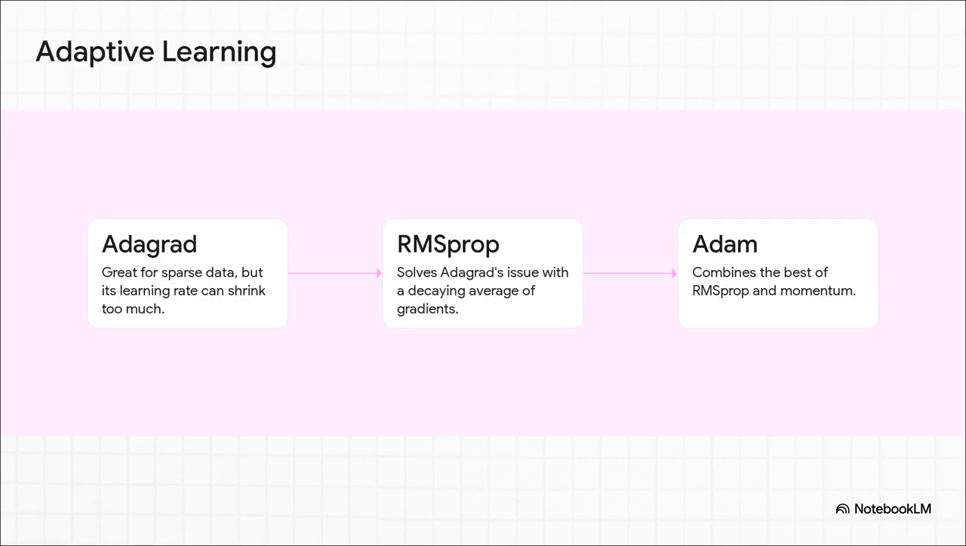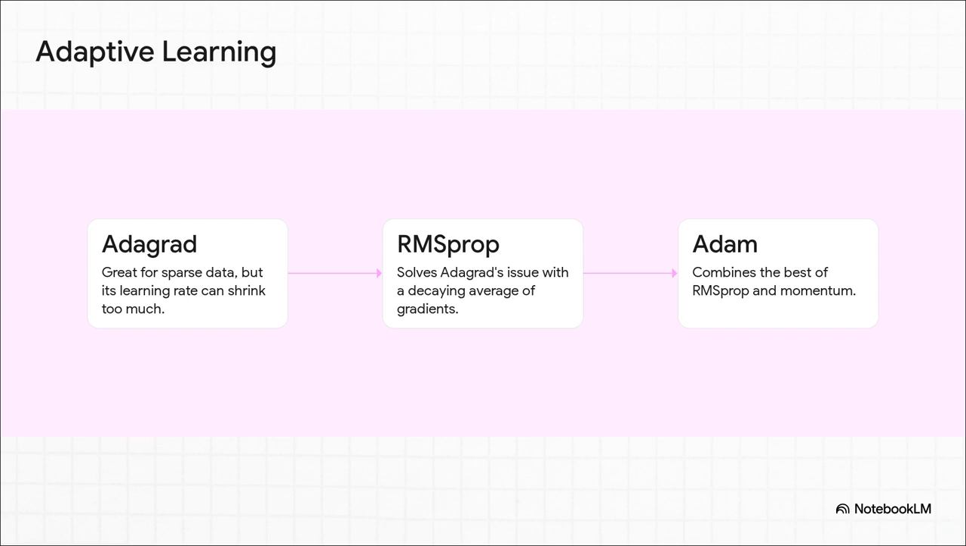And this one idea kicked off this rapid evolution of algorithms. First up was Adagrad. It gives every single parameter its own personal learning rate. It's awesome for sparse data. But it had this one big flaw. The learning rate only ever got smaller and smaller, until eventually the model would just stop learning entirely. Then came RMSprop. It fixed Adagrad's problem by using a decaying average of past gradients, so it wouldn't shrink forever.